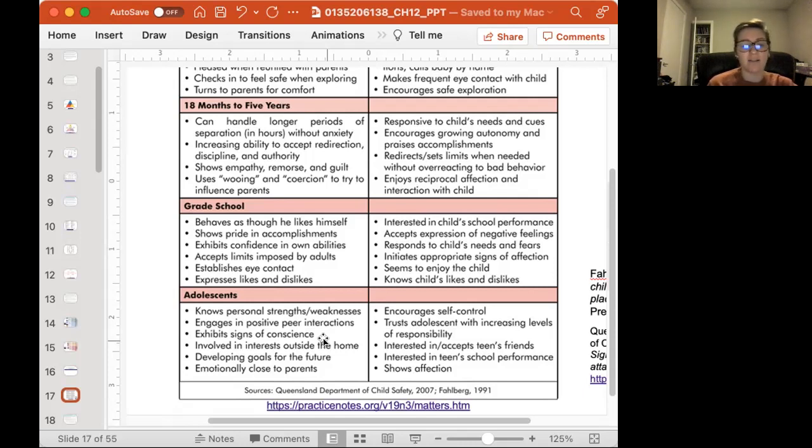And then adolescents, they know their personal strengths and weaknesses. When securely attached, they engage in positive peer interactions. They exhibit signs of conscience. They're involved in interests outside the home, develop goals for the future, and they're emotionally close to their parents. And then the secure parent encourages self-control, trusts the adolescent with increasing levels of responsibility, is interested in and accepts teens' friends, and is interested in teen school performance and shows affection to those children, adolescents.